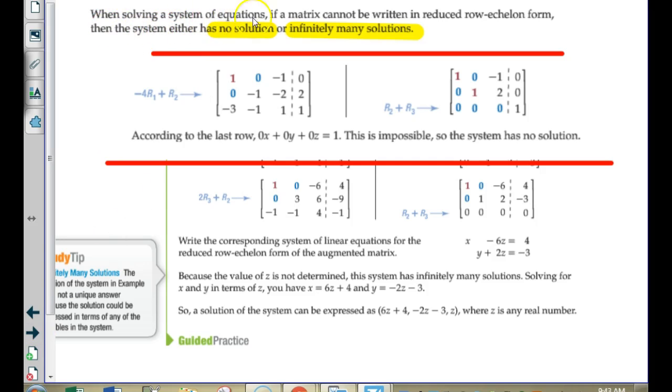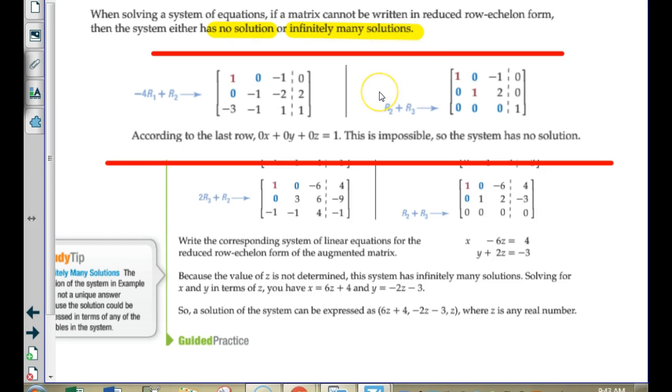It says, when solving a system of equations, if a matrix cannot be written in a reduced row echelon form, then the system has either no solution or infinitely many solutions. Remember we talked about this, if all the variables dropped out and you had a sentence like 7 equals 9, then there was no solution. It meant the lines were parallel. If everything canceled out, it meant it was really the same line. Is this sounding familiar? Okay.